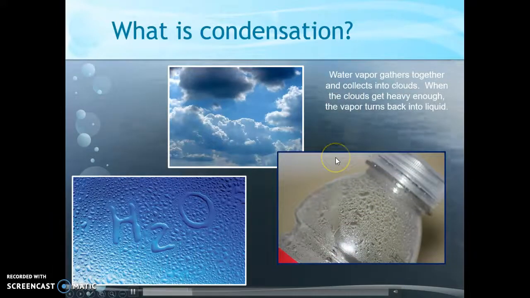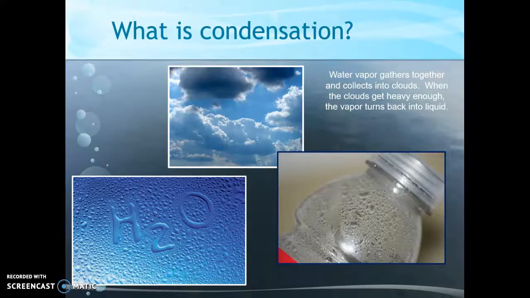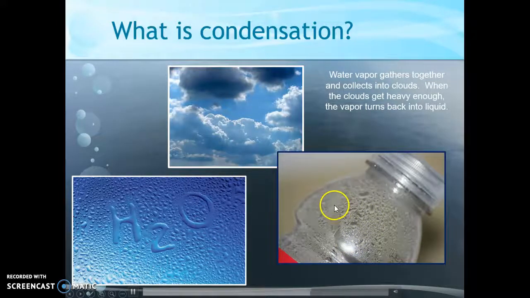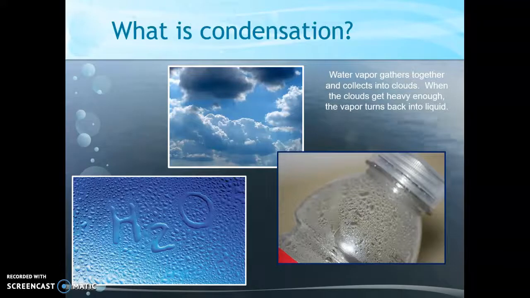What is condensation? Condensation is water vapors that gather together to collect into clouds. When the clouds get heavy enough, what do you think happens? It turns back into a liquid again. You can see condensation when you have a cold glass of water and the outside gets all wet, or your soda bottle. Sometimes you can see it when you breathe on a piece of glass and it ends up fogging up the glass. That's condensation. That's when the water from your breath is gathering on the glass.